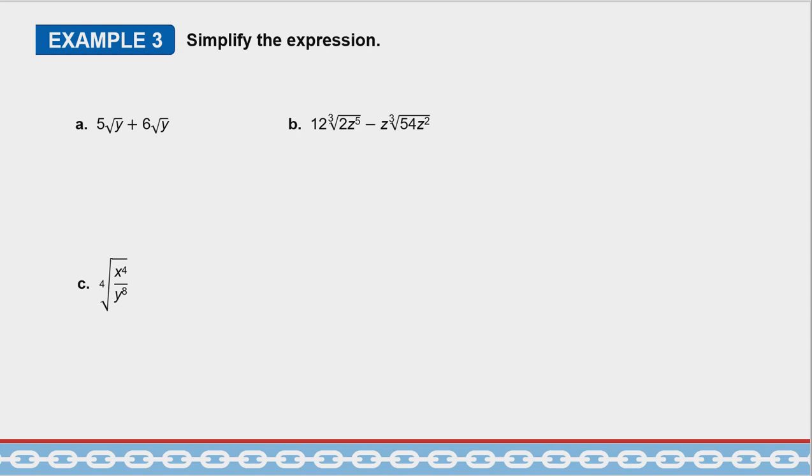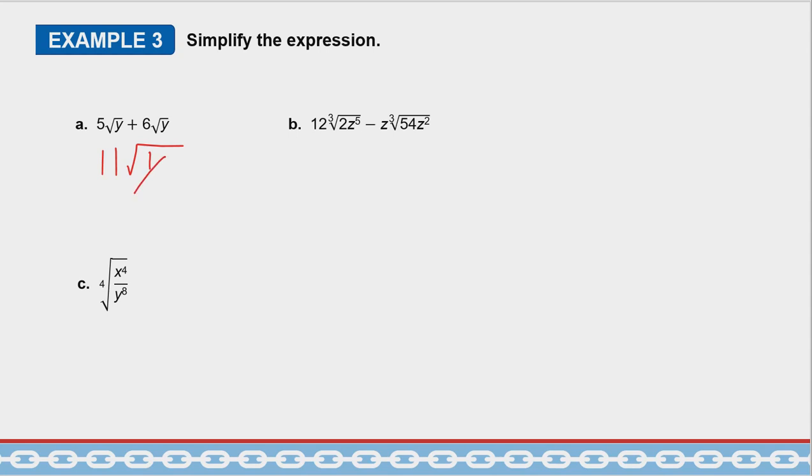So 3 more. I have 5 square roots of y plus 6 square roots of y. Because they're both square root of y, I can add those coefficients out front. 5 plus 6 is 11 square roots of y.